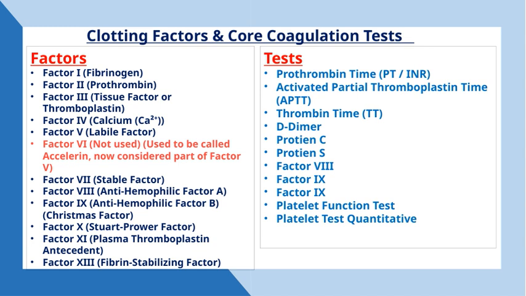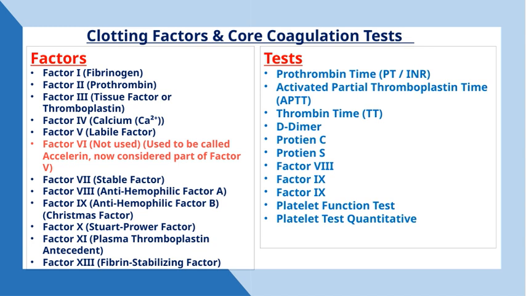These are essential for understanding how well your blood clots and for diagnosing bleeding or clotting disorders. Tests like prothrombin time, or PT, and INR help assess the extrinsic pathway of coagulation. The activated partial thromboplastin time, or aPTT, evaluates the intrinsic pathway. Thrombin time, or TT, measures the final step of clot formation.